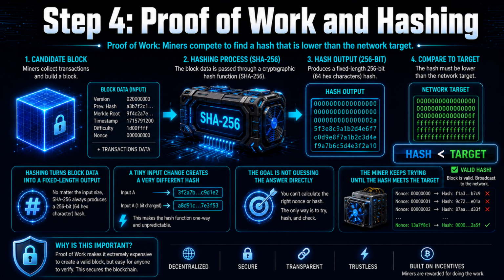Proof of work is expensive to produce because it requires huge amounts of computation and electricity. However, once a valid hash is found, other nodes can verify it very quickly. This difference is important. Creating proof of work is difficult, but checking it is easy. That is one of the main reasons proof of work helps protect the blockchain from manipulation and fraudulent block creation.